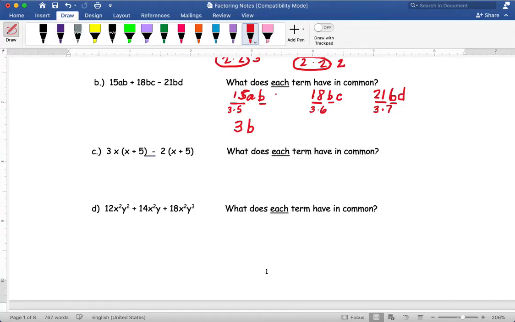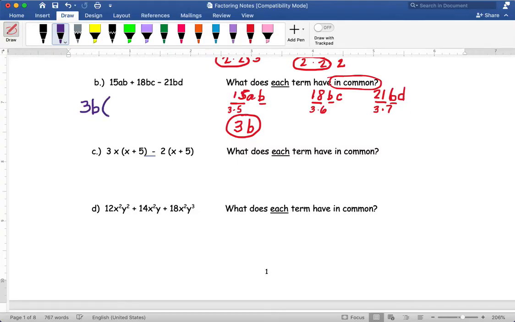Look, this one has a C, but the first one and the last one don't. So I can't pull out a C. Remember, it's got to be something that they all have in common, not just 1 or 2 terms. And again, for the same reason, I can't take a D out. So my GCF is 3B. Now I'm going to go back over to my problem, and I'm going to factor out the 3B.